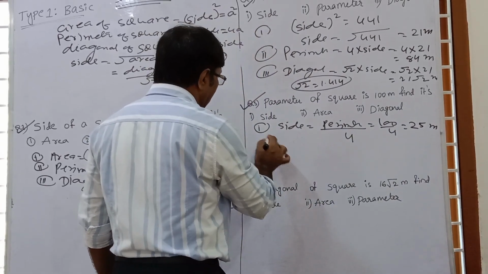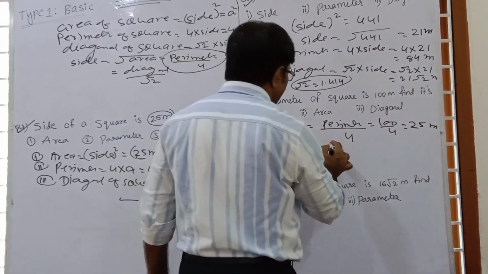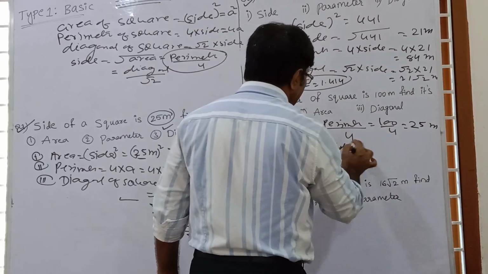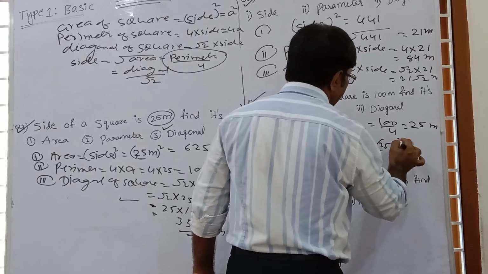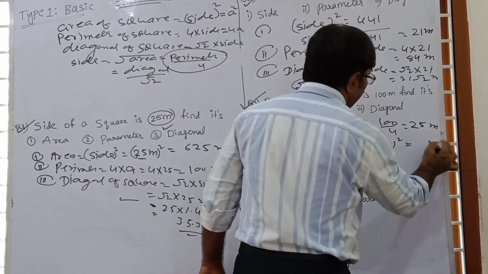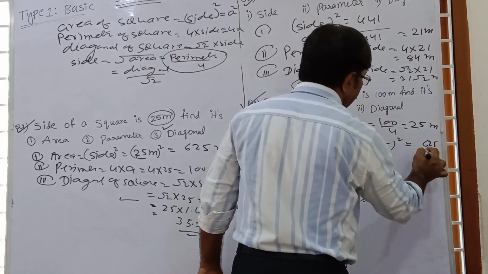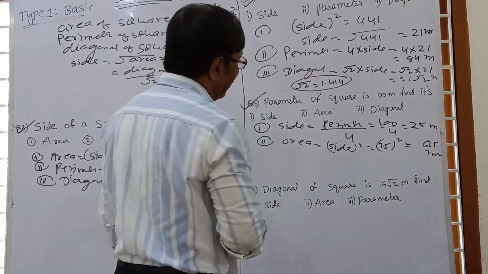Again, the second question is area. So we have to find area. Area, you know, is side square. Side is given as 25, so this is 25 square. Using the technique, 5 5s are 25 and 2 3s are 6. So 625 meter square is your right answer.